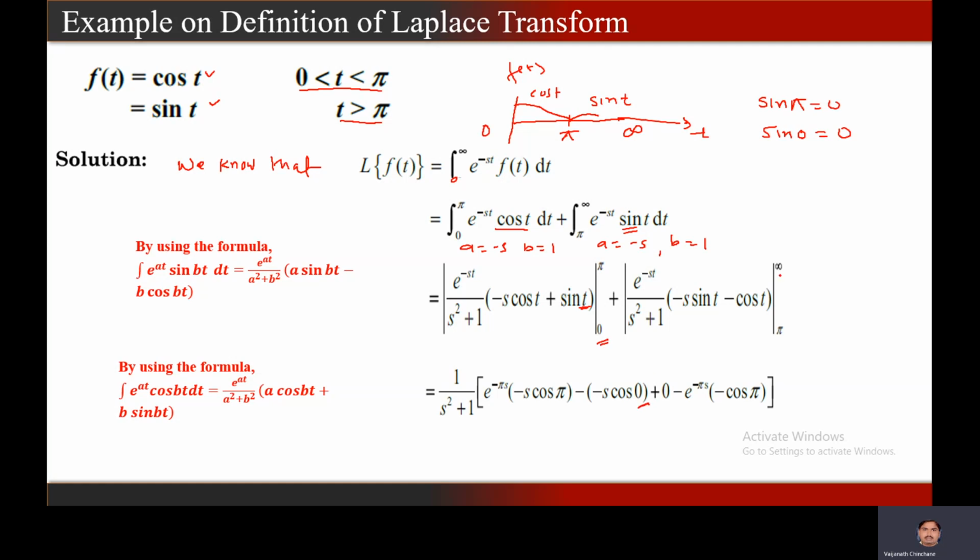Now plus, when we put t equal to infinity, we get e raised to minus infinity, right? e raised to minus infinity means what?